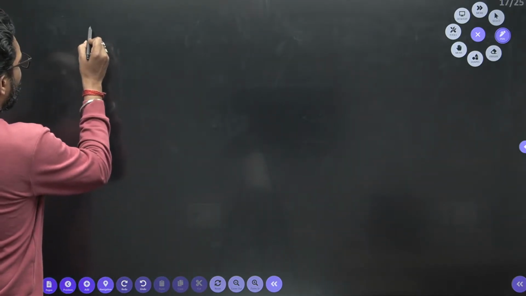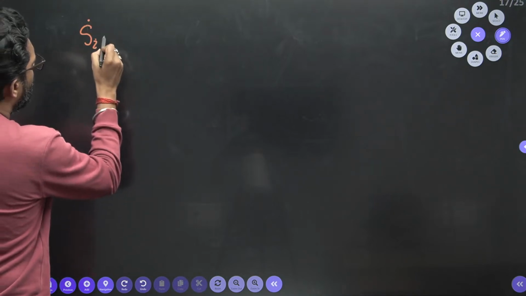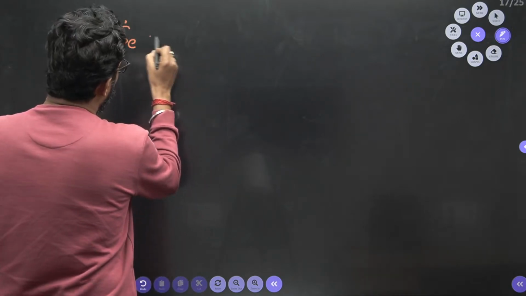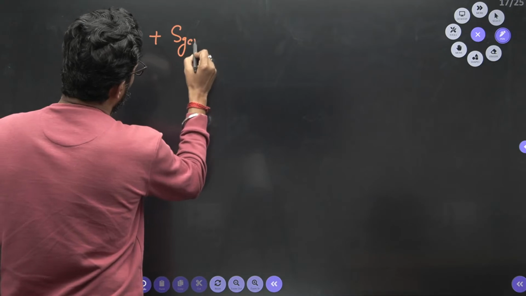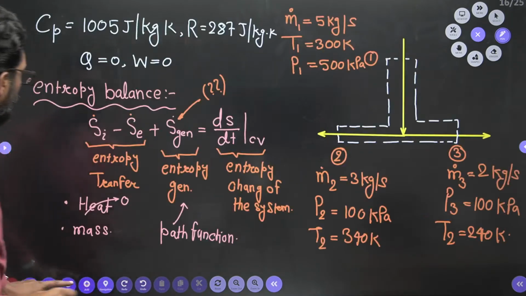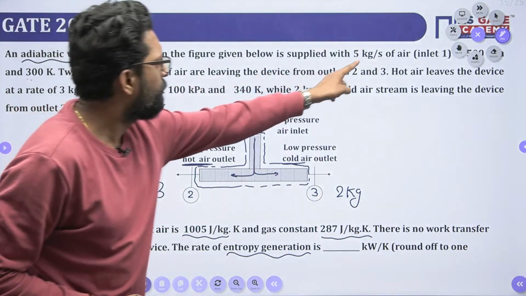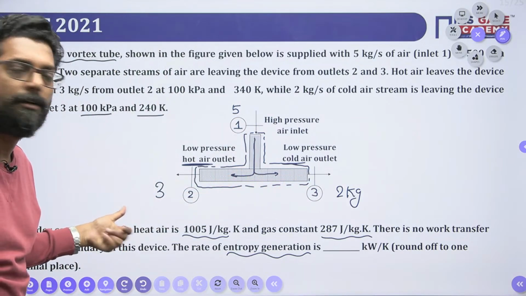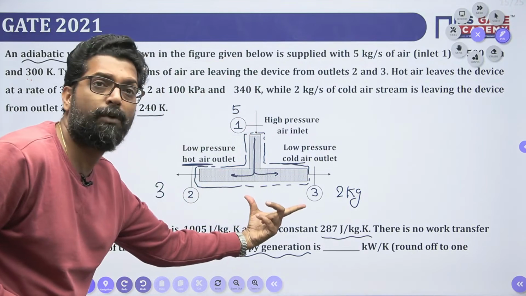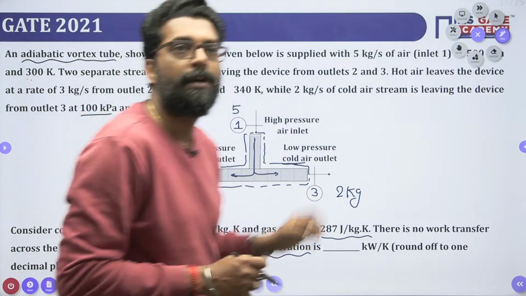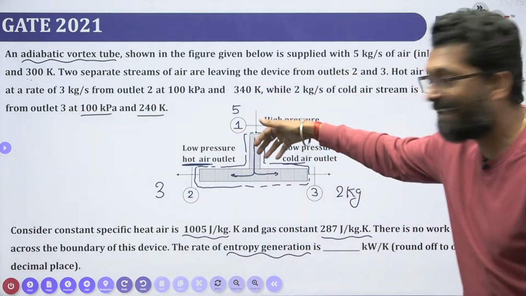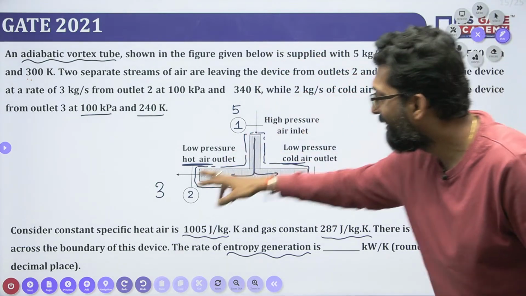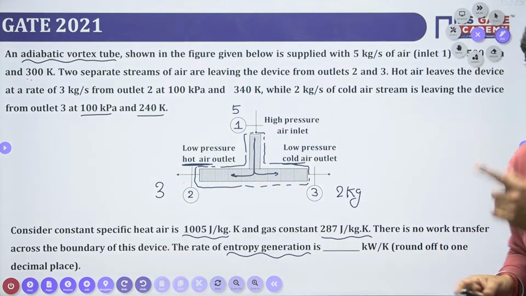Rate of entropy entry minus rate of entropy exit plus rate of entropy generation. In the question it is given as an adiabatic device. See this mass flow: the mass flow rate at entry is the same as the mass flow rate at exit. That means this is a steady device. The same mass is in and out: 5 kg mass is in, 5 kg mass is exit.